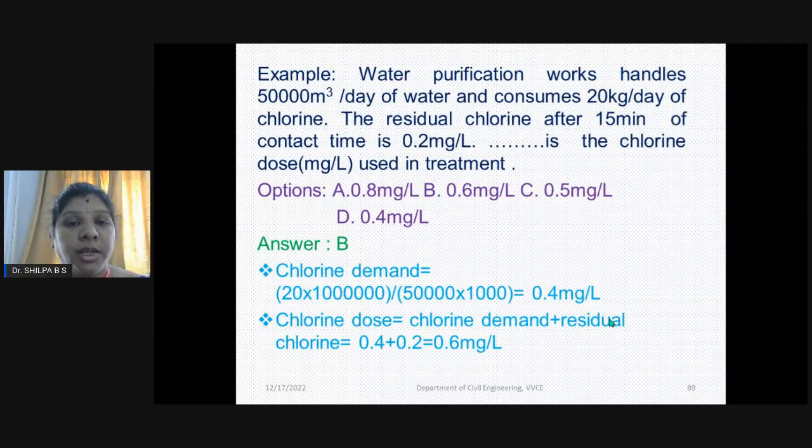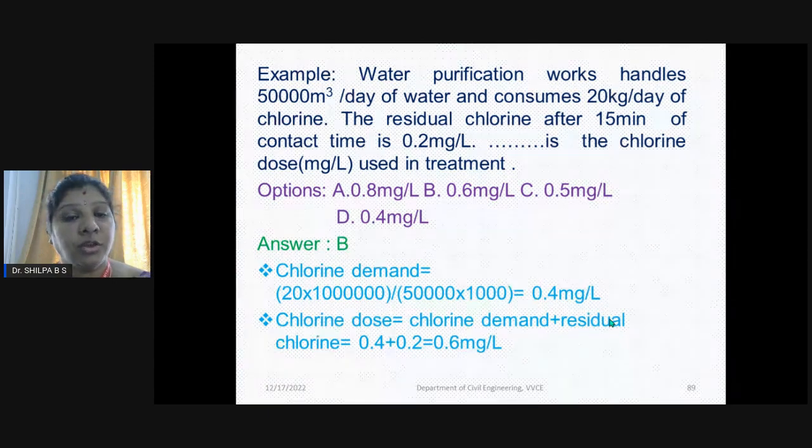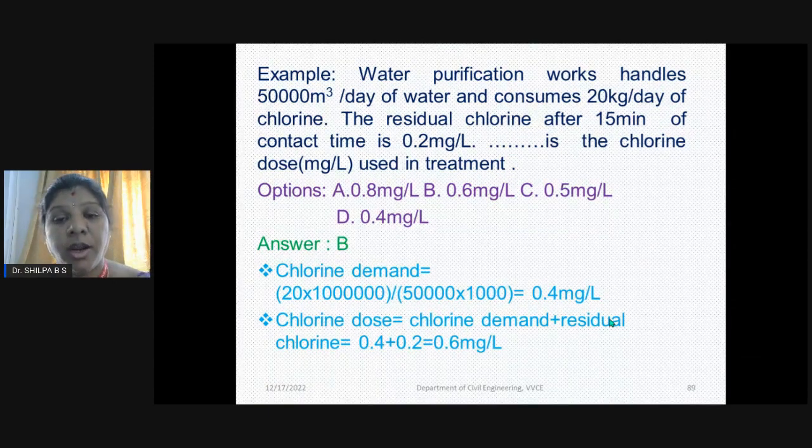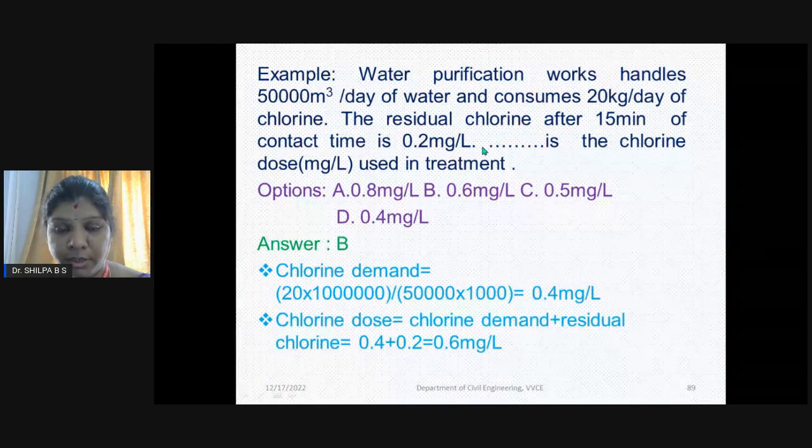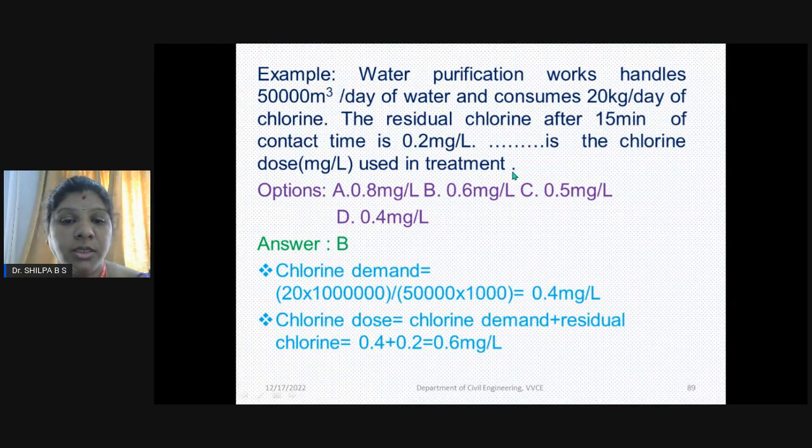To take one example on this, a water purification works handles about 50,000 meter cube per day of water and consumes 20 kg per day of chlorine. The residual chlorine after 15 minutes of contact time is 0.2 milligram per liter. So, dash is the chlorine dosage used in the treatment. The answer is 0.6.